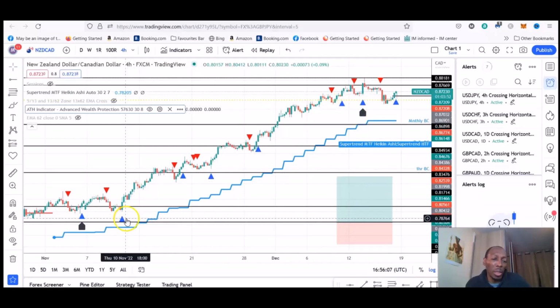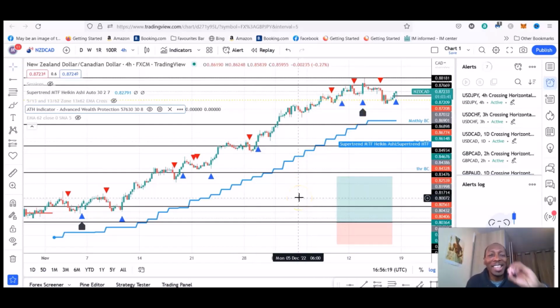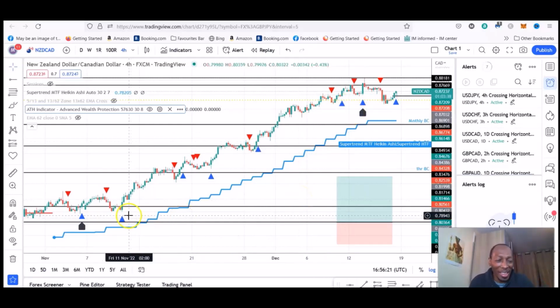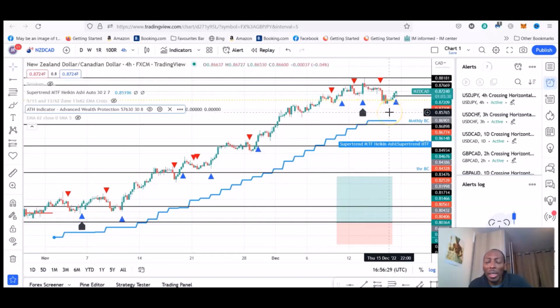So that's 12, and that one was 2, that's 14. Take away the 2 here, that's a 12% increase on your account, if you would have started from here. That's from the 10th of November up to where we are now.